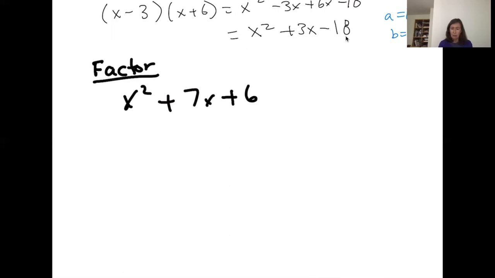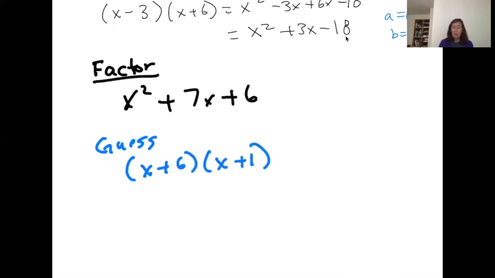Okay, so let's guess those. So guess that (x + 6)(x + 1) might equal that expression. And let's check it. Same way we've been doing, just check it by multiplying it out. x², multiplying this times this, plus x, plus 6 times x, plus 6 times 1, indeed does give me the expression.